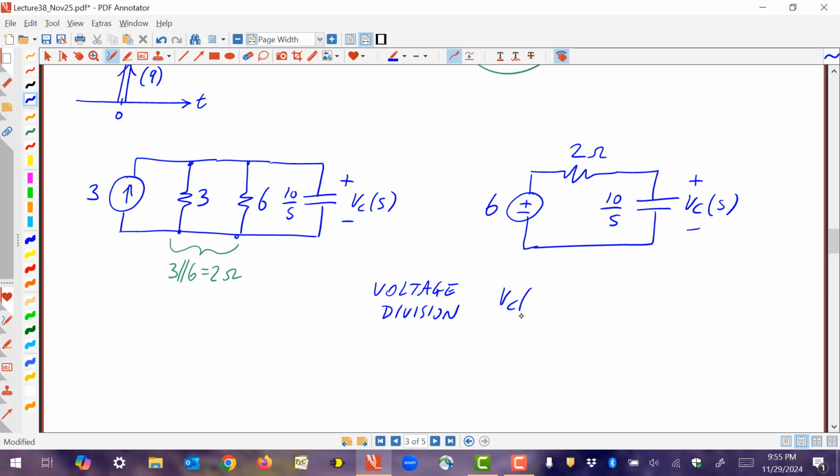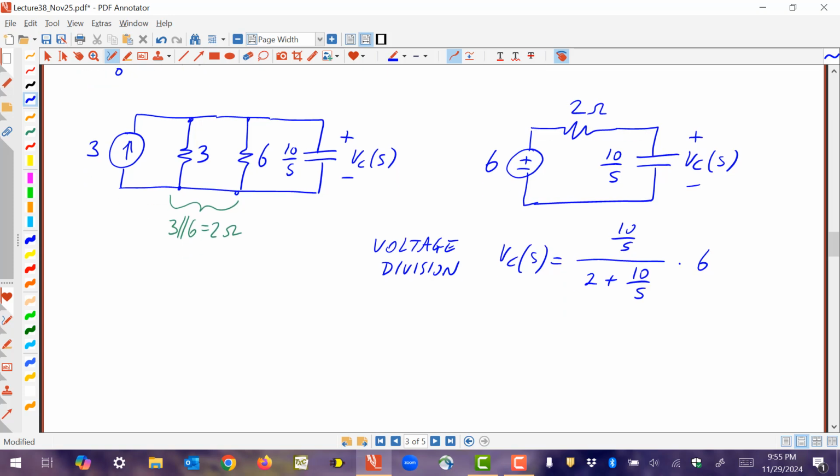And then VCS equals 10 over S divided by 2 plus 10 over S times the voltage source, 6, right? That's voltage division for you. And let's just continue down here. So now VCS, if you multiply top and bottom of the fraction by S, you have 10 divided by 2S plus 10, again times 6.